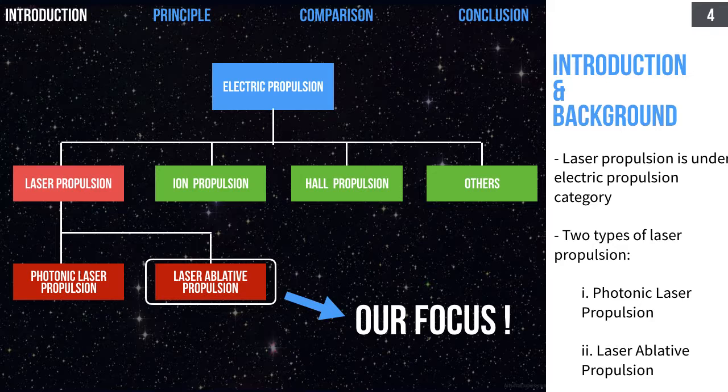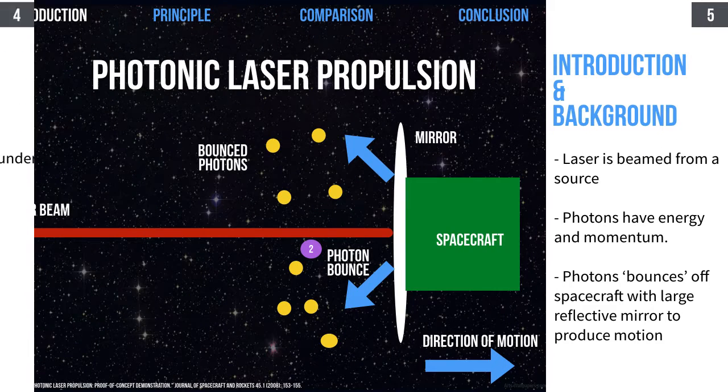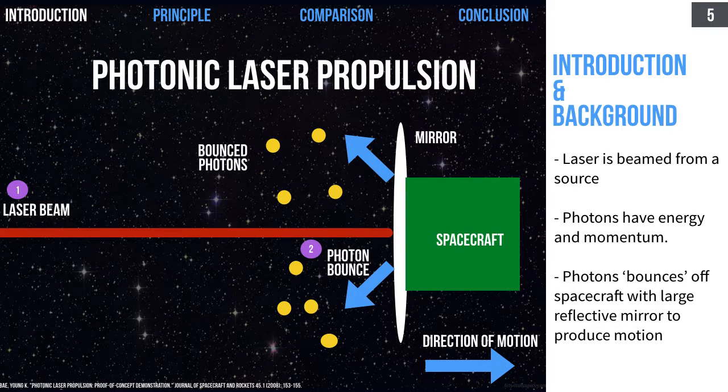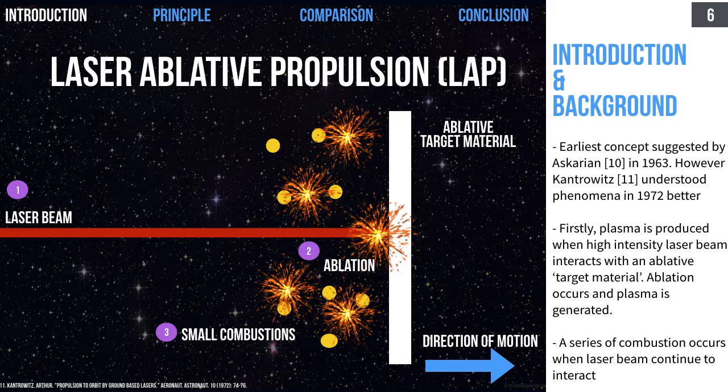Now, within the electric propulsion group, there is laser propulsion. Laser propulsion can be categorized into 2 types: photonic laser propulsion and laser ablative propulsion. Our focus for today will be laser ablative propulsion. For photonic laser propulsion, a laser is beamed from a source and the photons, which have energy and momentum, will be bounced off a spacecraft with a large reflective mirror to produce motion. But this is not our focus for today. Our focus for today is on laser ablative propulsion.